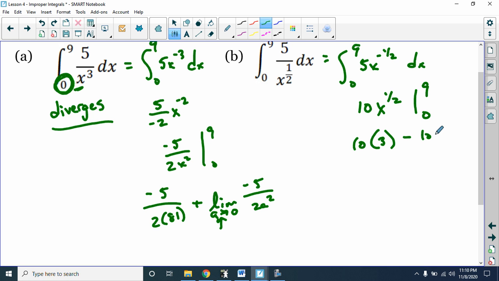Plug in 0, no longer gives me undefined. So this one has a finite amount of area. So even though they both have that vertical asymptote there at 9's over here somewhere, both of them have a vertical asymptote here at 0. One of them, this one here, has an infinite amount of area under there, and then this one has a finite amount of area.